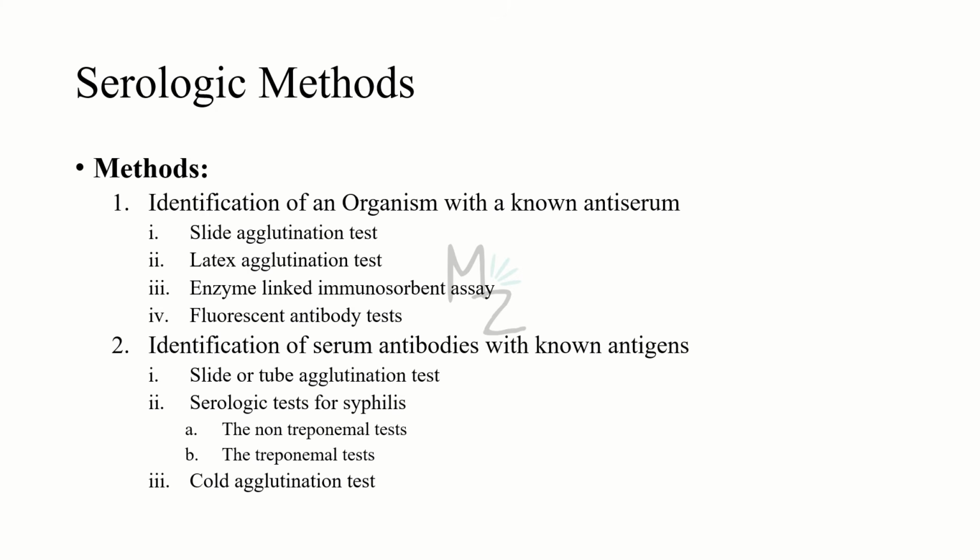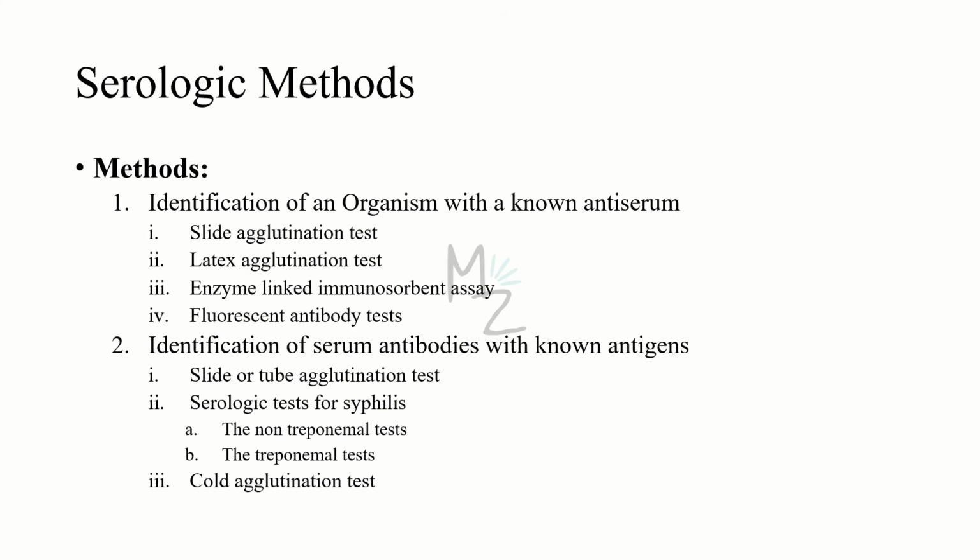The fourth one is fluorescent antibody test. A variety of bacteria can be identified by exposure to known antibody labeled with fluorescent dye, which is detected visually in an ultraviolet microscope. The second method in serologic methods is identification of serum antibodies with known antigens.